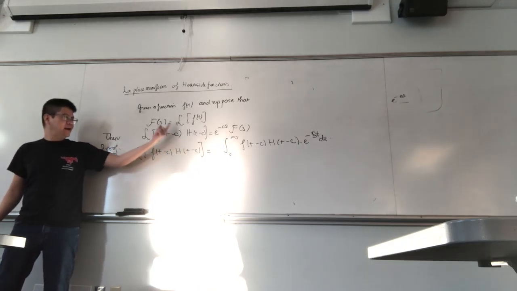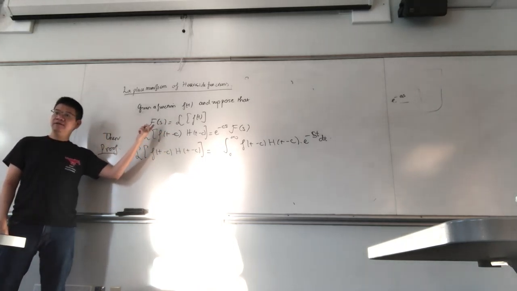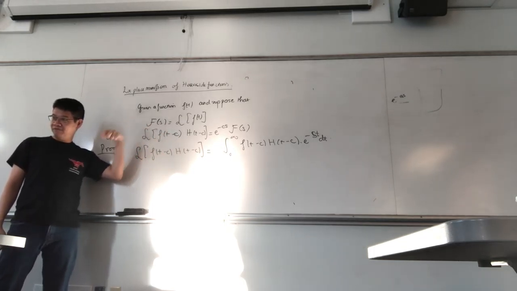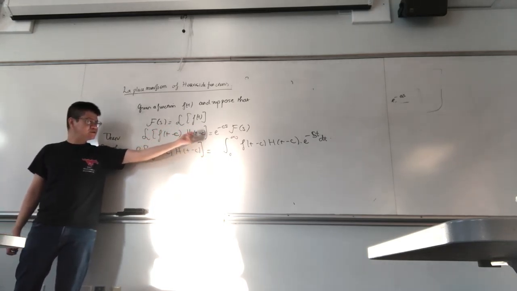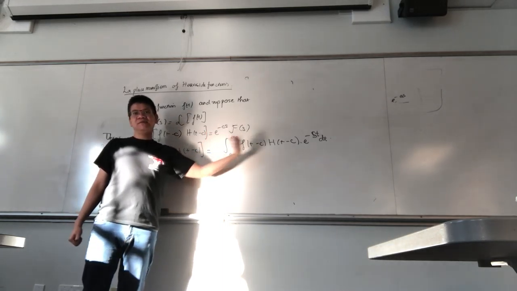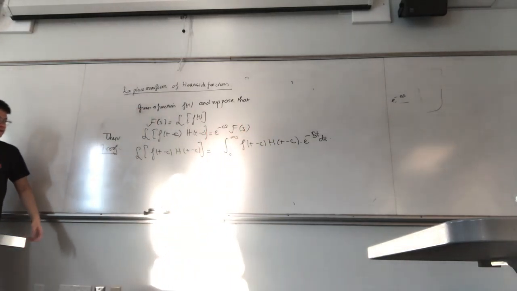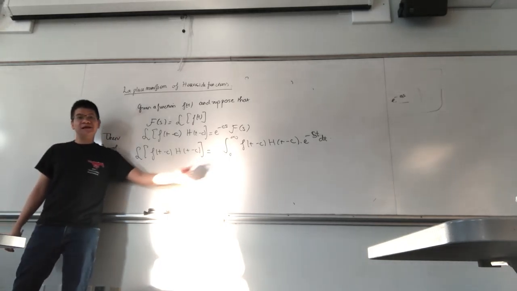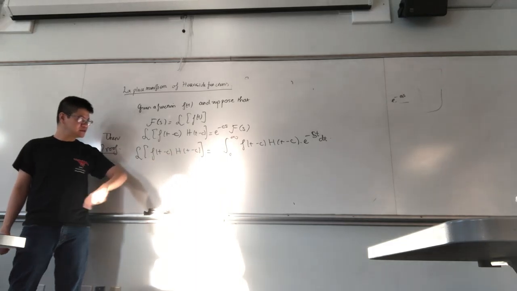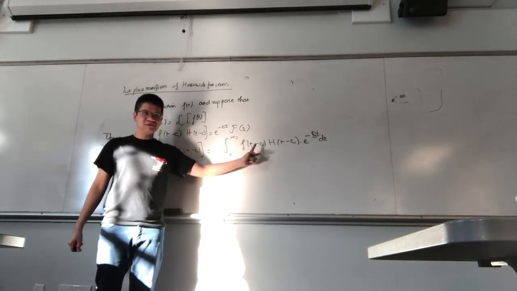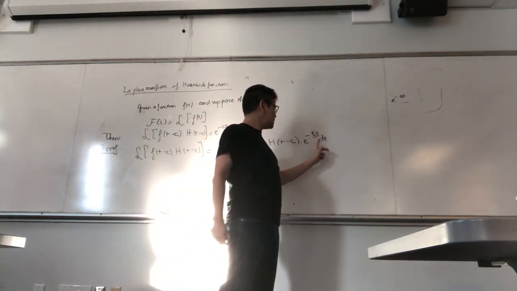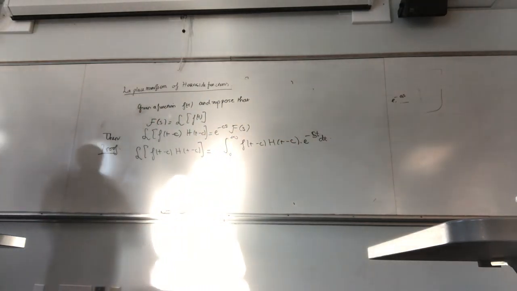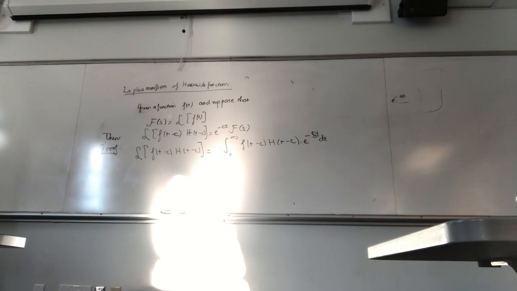So now I explain again. Suppose that I have a function small f, and the Laplace transform of this function is a function big F. Alright? So what is the Laplace transform of the product of f of t minus c times h of t minus c? This is e to the power minus cs times the function big F. Why is it? The first step is that I write out the definition of the Laplace transform of f of t minus c times h of t minus c, which is the integral from 0 to infinity of f of t minus c times h of t minus c times e to the power minus st dt. So what is the value of the Heaviside function in this case? What is h of t minus c?